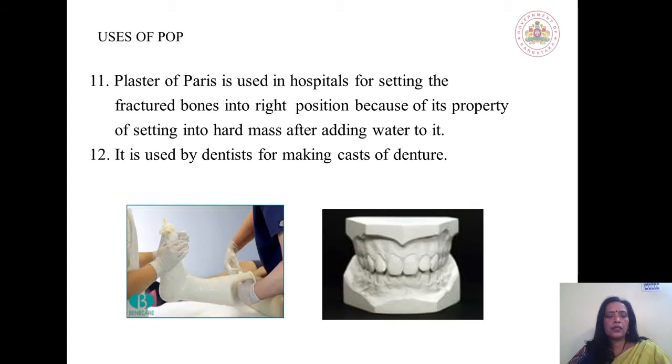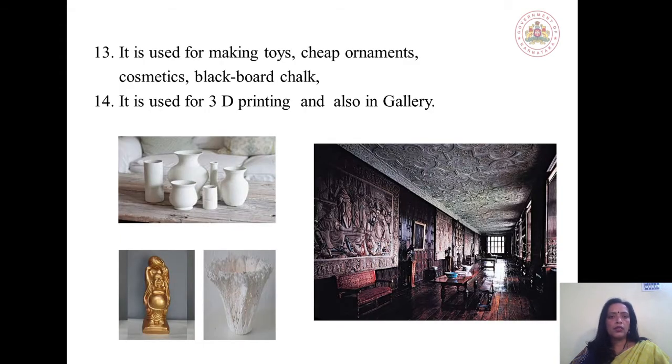Plaster of Paris is used in hospitals for setting fractured bones, as shown in the sketch, because of its setting into a hard mass. This is an advantage. It is used by dentists in making dentures. It is used for making toys and utensils. Then it is used in cheap ornaments, cosmetics, blackboard chalks, etc.